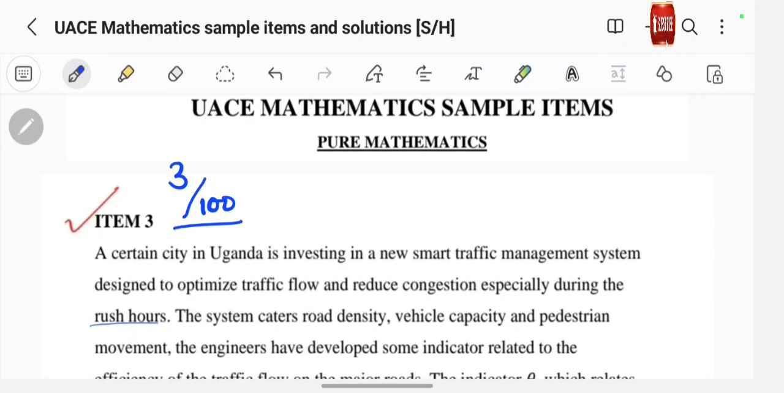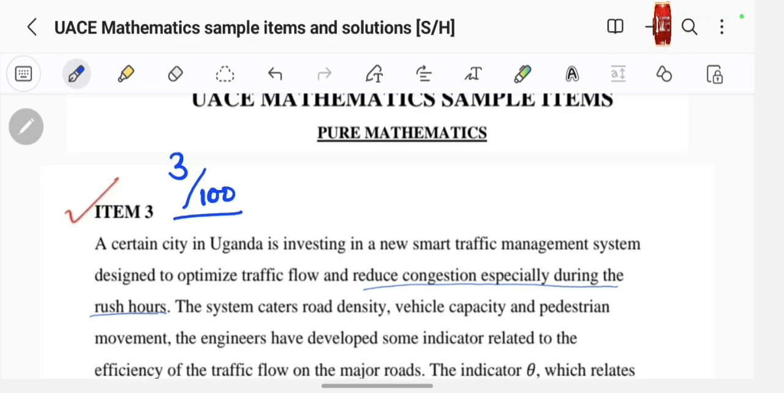We've moved to item 3 out of the 100 items we have to handle. And in this item, the scenario states that a certain state in Uganda is investigating a new smart traffic management system designed to optimize traffic flow and reduce congestion, especially during the rush hours.